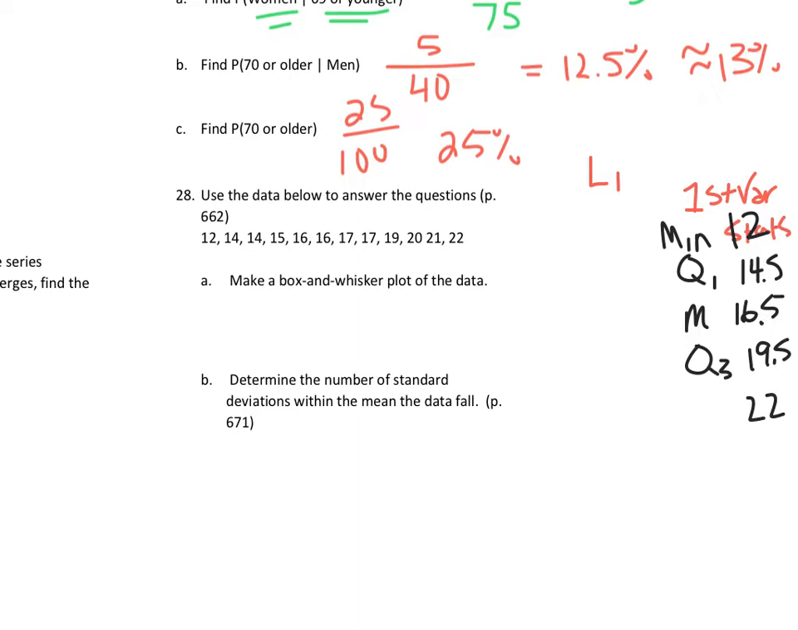So making a box and whisker plot, what I want to do is make a scale. I'll go from 10, 15, 20, 25. You want to make sure the distances between these marks are the same. That means that you have a good scale. I also want to see if there are any outliers, because the outliers would not be on my box and whisker plot. To find my outliers, I need to find my IQR. So my IQR is going to be 5.